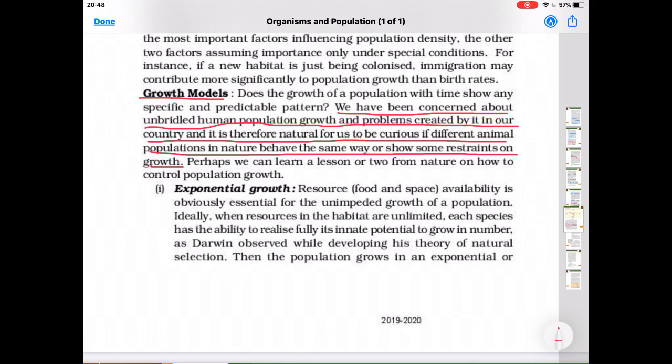So, first is exponential growth. Resources, food and space, are obviously essential for the uncontrolled, unimpeded growth of a population. Ideally, when resources in the habitat are unlimited, each species has the ability to realize fully its innate potential to grow in number, as Darwin observed when developing his theory of natural selection.